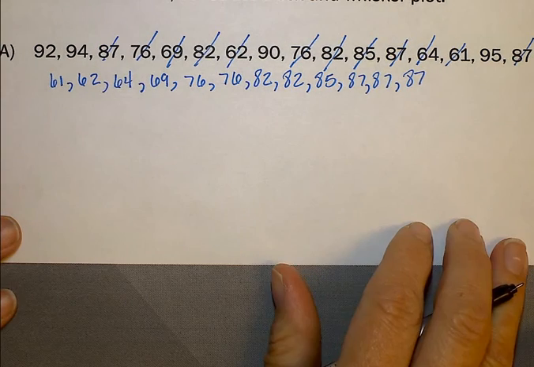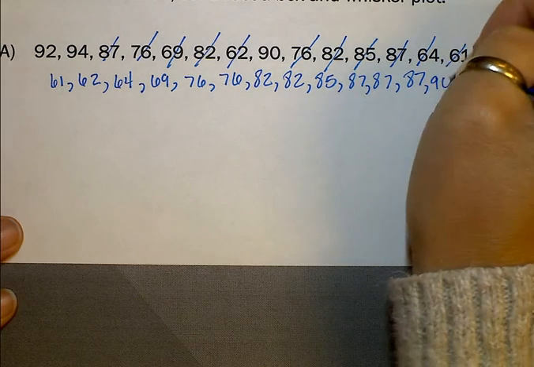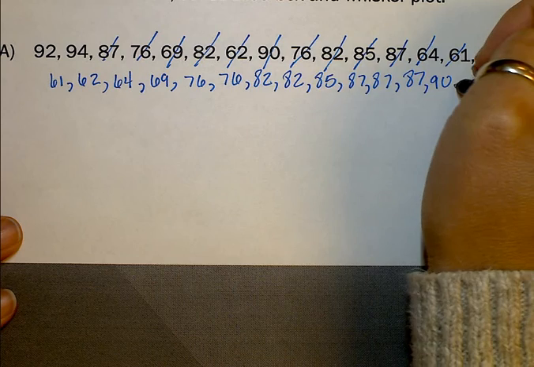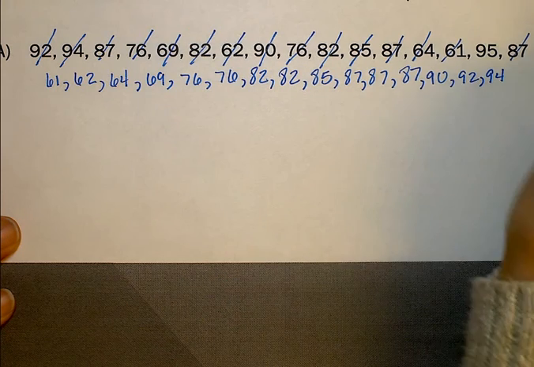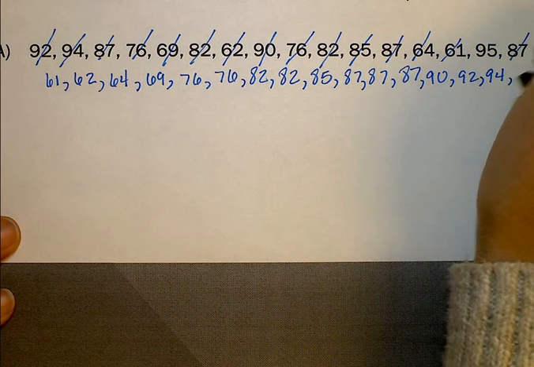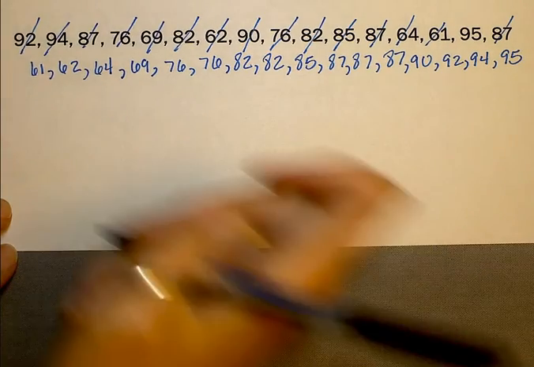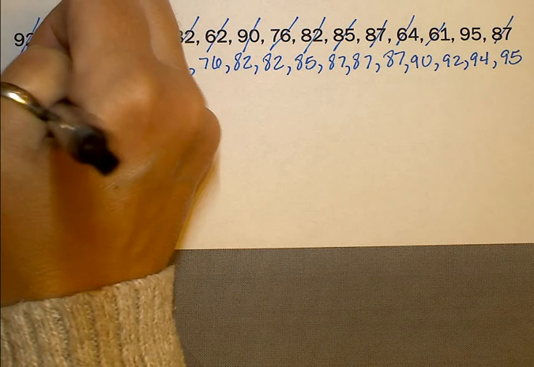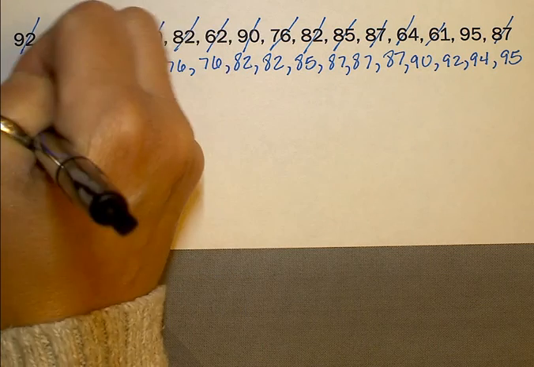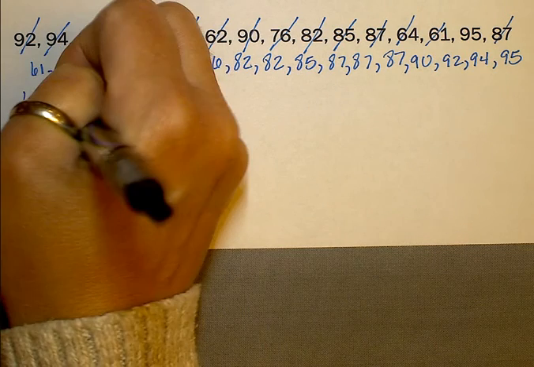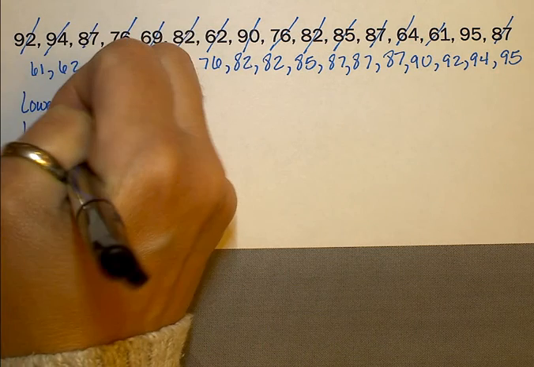Okay, now we are into our 90s, starting with 90. Here's 90. Then we have a 92. Mark it out. A 94. Mark it out. And a 95. All right, these are our numbers from smallest to biggest. We need to find 5 values. We need to find our lower extreme, which is easy. It is 61. We need to find our upper extreme, which is equally as easy. It is now 95.